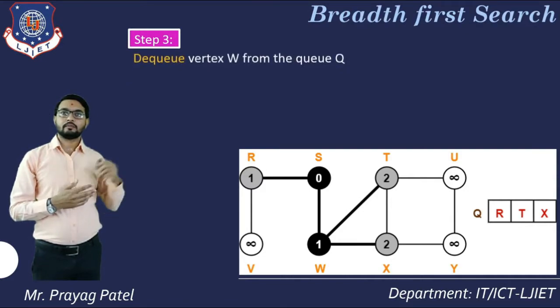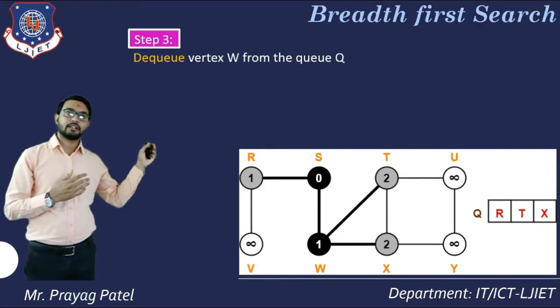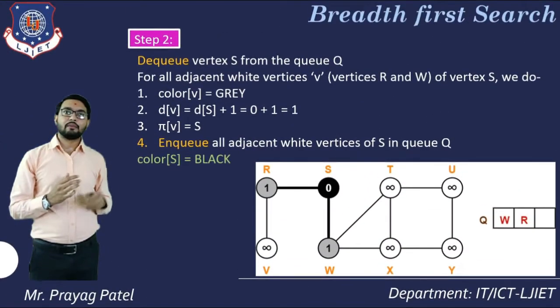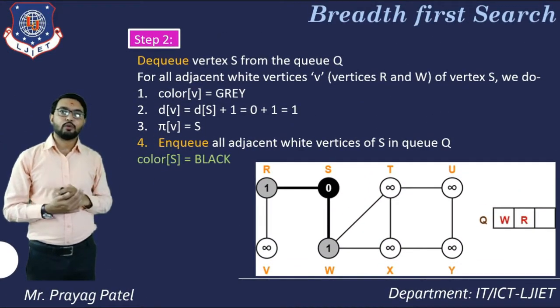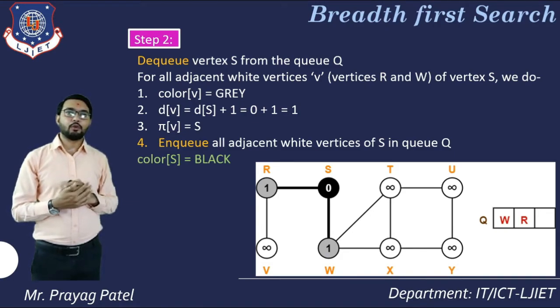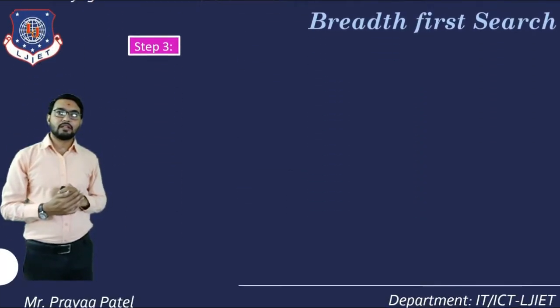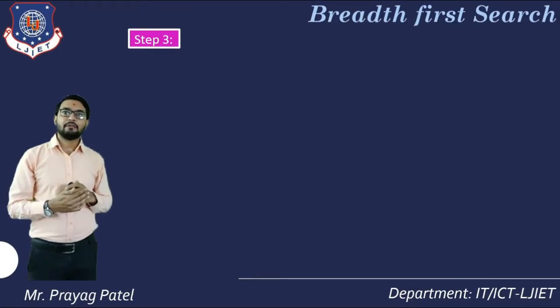Now consider step number 3. Here consider W. In the previous case we saw W as the first element in the queue. So we remove W from the queue and insert the neighbors of W in the queue. So here the first step is to delete from the queue.